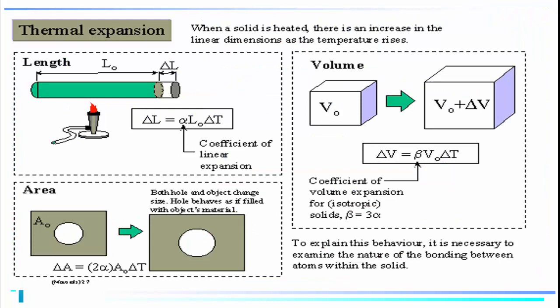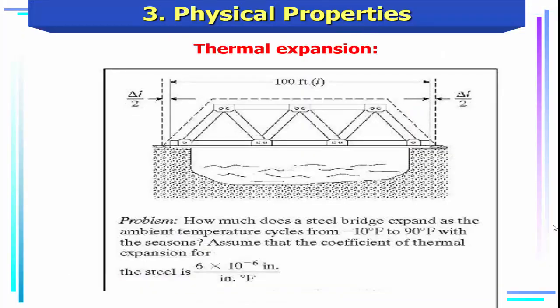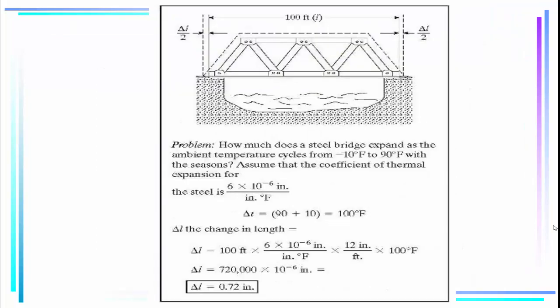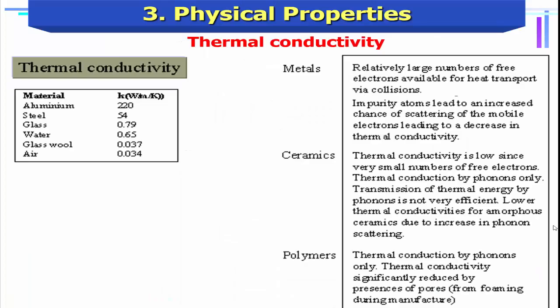So when a solid is heated, there is an increase in the linear dimensions as the temperature rises. So we have here the length, the area, and the volume, and these are some equations. To explain this behavior, it's necessary to examine the nature of the bonding between atoms within the solid. I did a thermal expansion exercise as well. Here is the solution for it. You can just practice it alone.